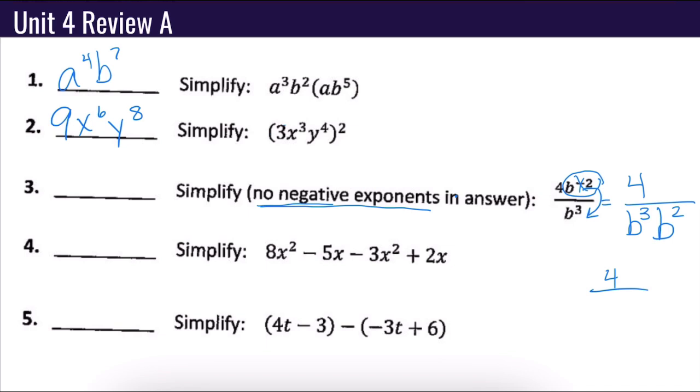But I have a base with an exponent times that same base with another exponent. So I keep the base and I add my exponents, which means it will be 4 over b to the 5th power.